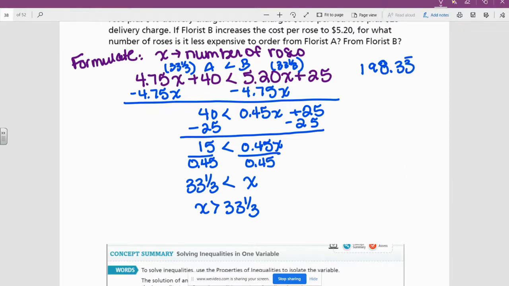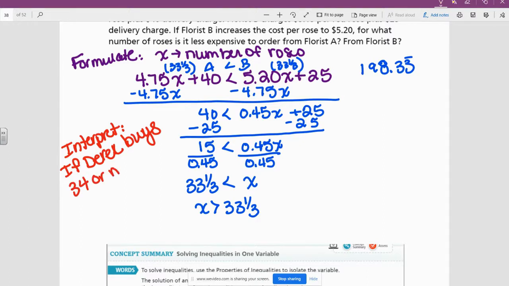I'll put it over here again. So my interpretation is, if Derek buys, now you can't buy 33 1/3, that's when it's exact, so we'd have to go one up, round up to 34. So if he buys 34 or more roses, he would go with Florist A.